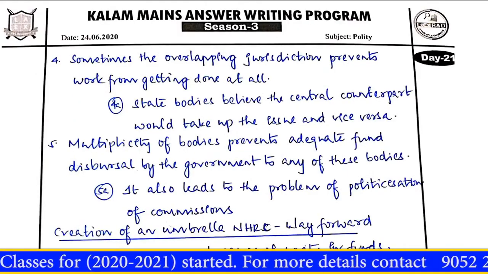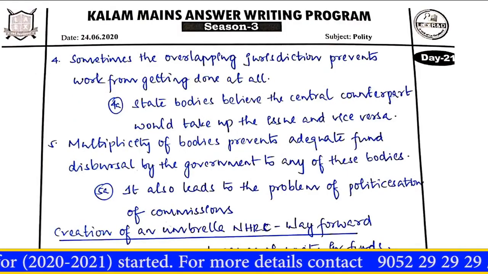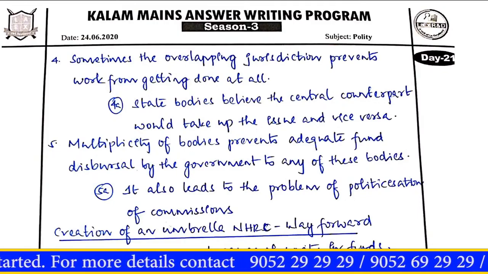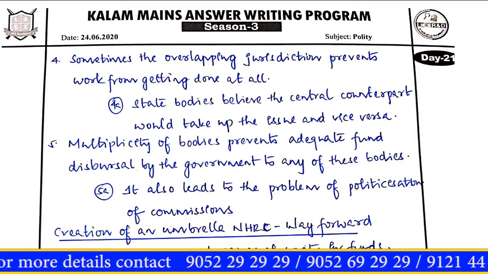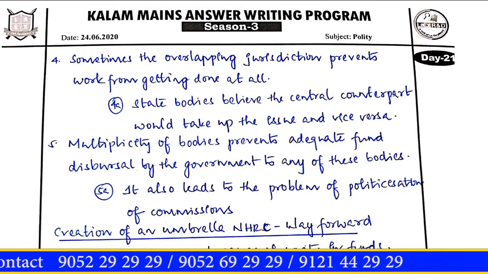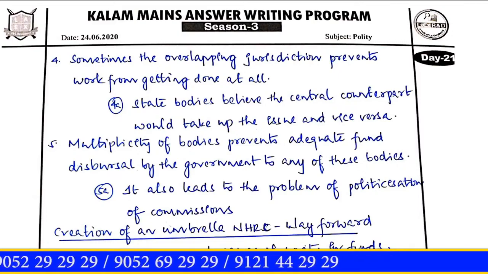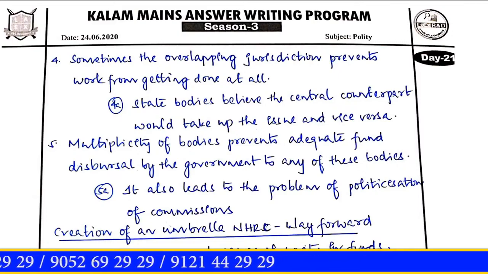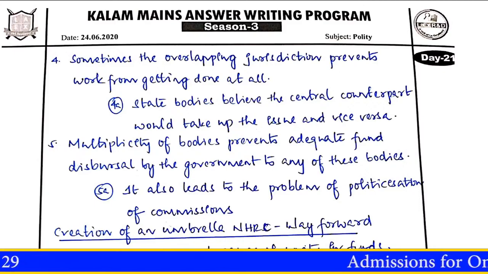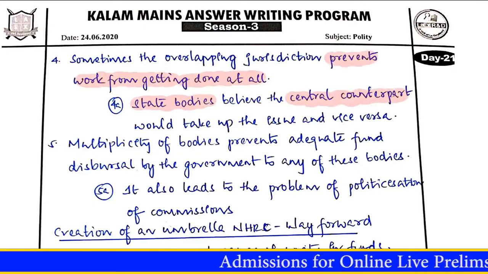Let's move. Next, he says that sometimes overlapping jurisdiction prevents work from getting done at all. And how does he mean this particular point? So the state bodies believe that the center is going to take up this issue, so I won't take it. And sometimes the central body feels that the corresponding state body will take up the issue. Let's say if an issue has been taken up in Rajasthan, the central commission will think that the state counterpart is going to take care of the issue. The state counterpart thinks that the center is probably going to take care of it.